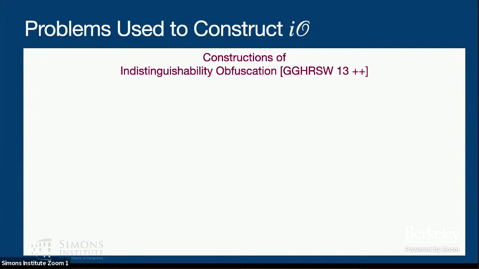And up until very recently, we actually did not even know if it's feasible to realize IO based on some well-studied or reasonably well-believed kind of hard problem. So it was all kind of open, and this is just a tremendous amount of work. I can't even hope to cover all of that in detail. But very broadly speaking, there are two kinds of lines that have been emerging.